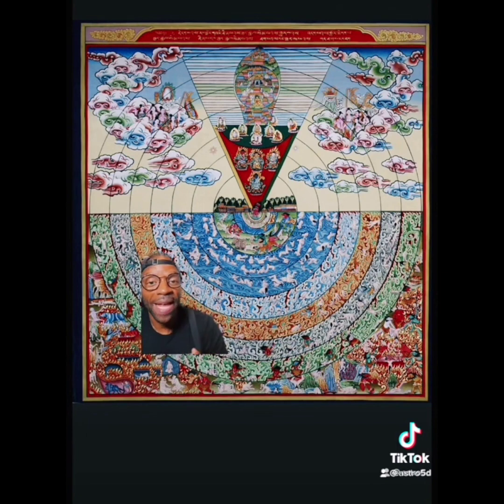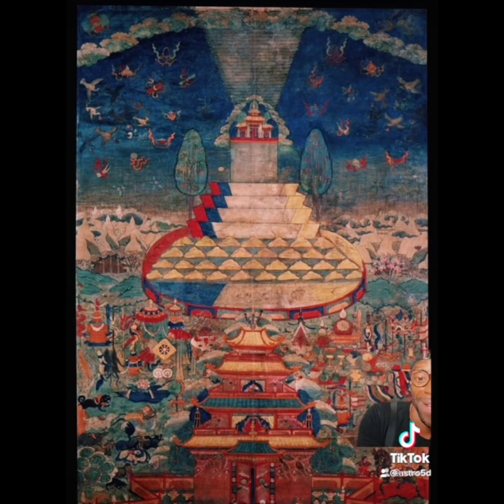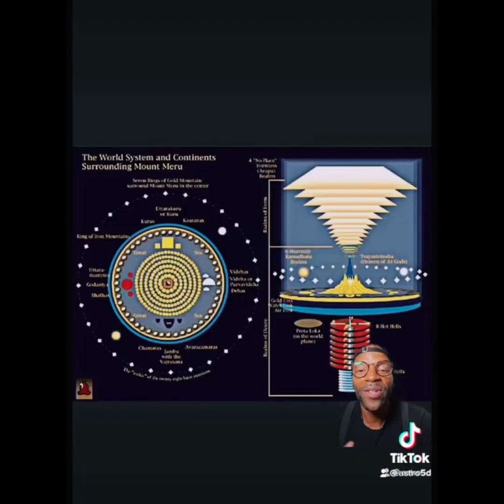As you can see, they have this energy and people coming from the center of the Earth. Here's another with emphasis on the center. Here's another with energy being emitted from the center. Here's another with the world system and continents surrounding Mount Meru at the center.